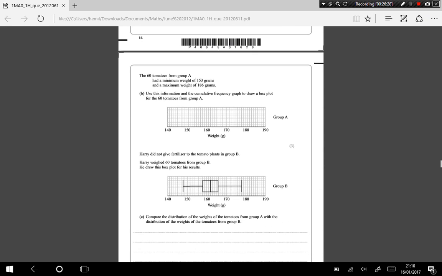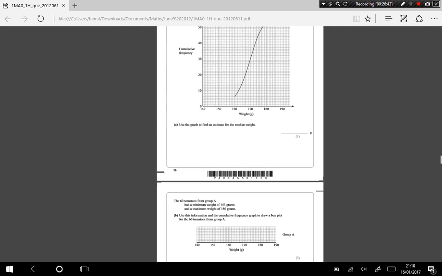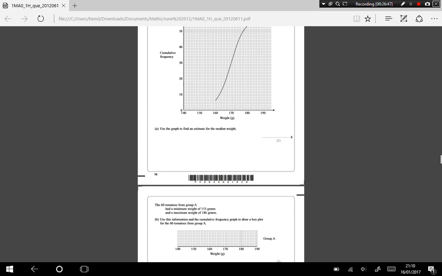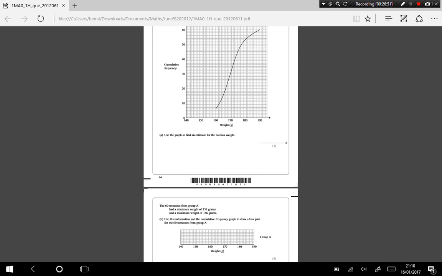Alright, it says the 60 tomatoes from group A had a minimum weight of 153, had a maximum weight of 186. Use this information and the cumulative frequency graph to draw a box plot for the 60 tomatoes in group A. So let me just zoom out a little so I can use that. I'm sorry if it's a bit too small. I'm going to have to go back and forth for that now. Let me just zoom out a little more and let's begin.